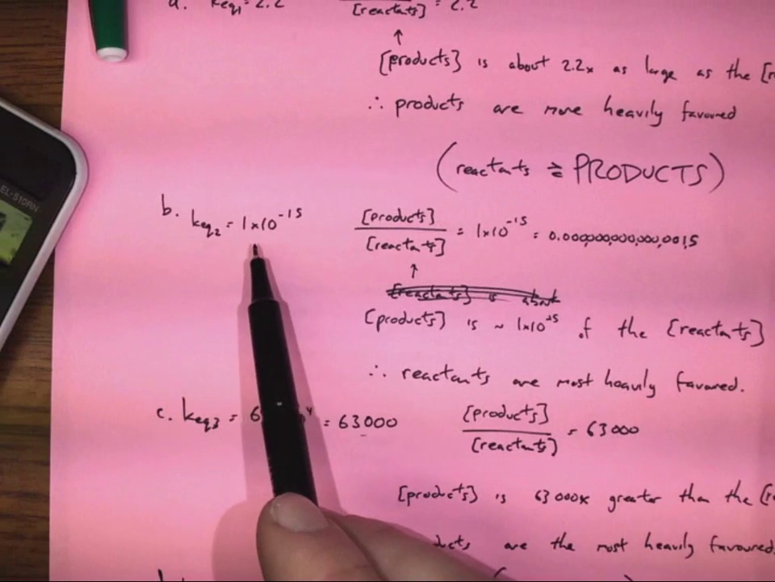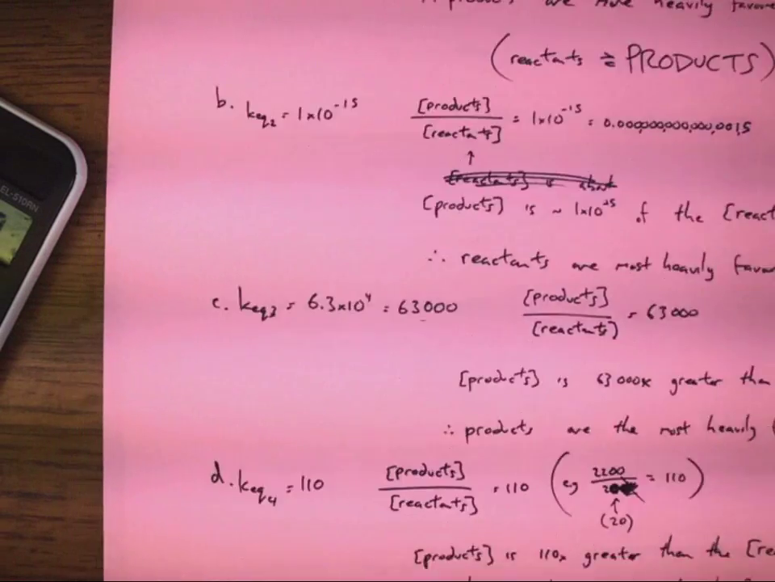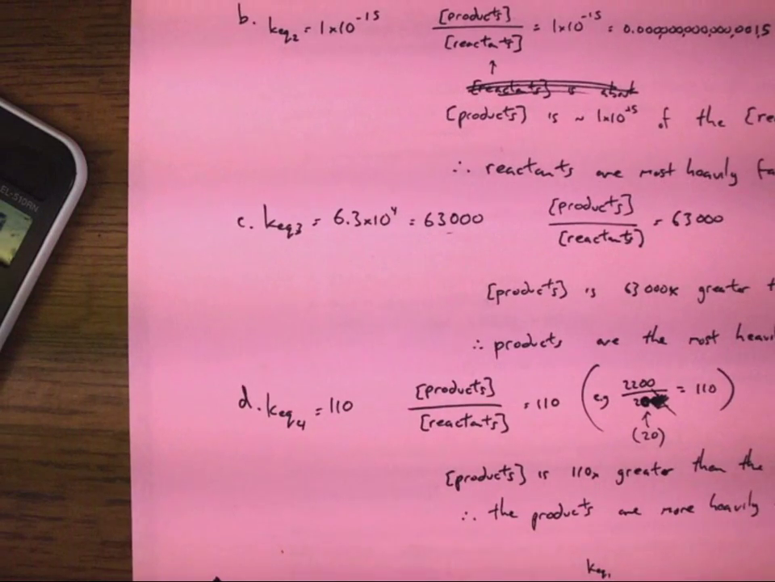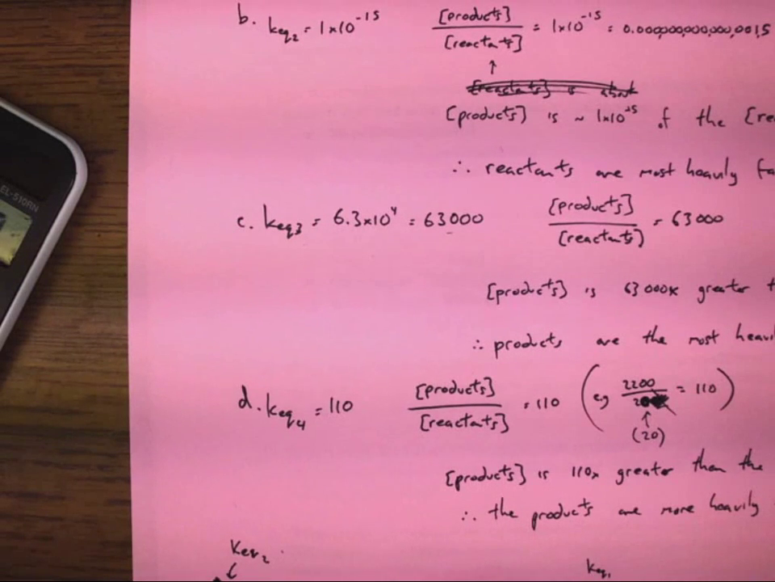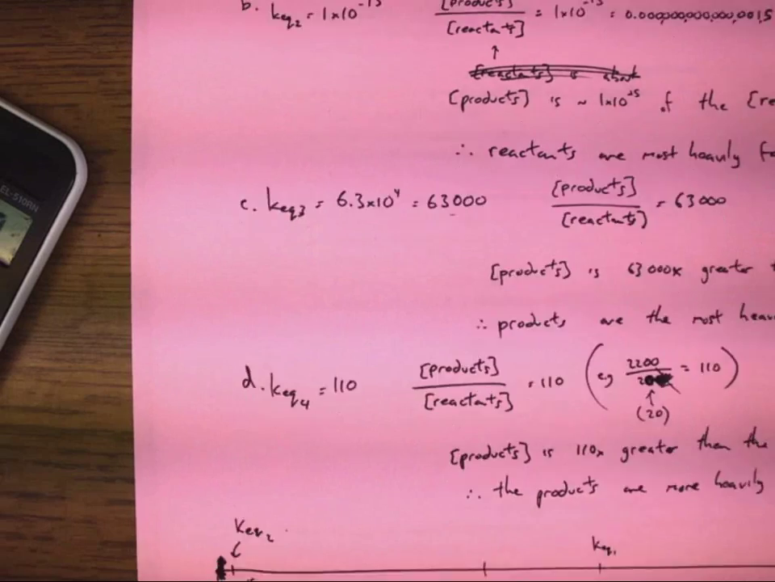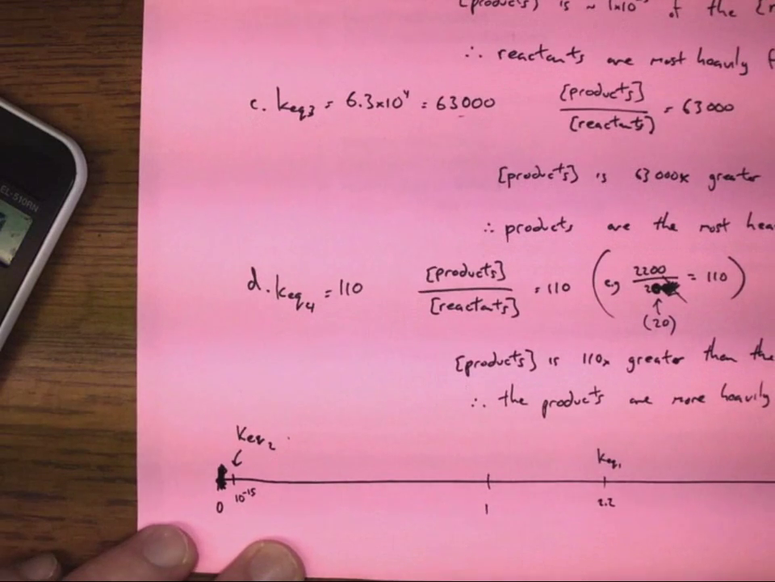Our second option is 1 times 10 to the power of negative 15, so very small. So it's in between 0 and 1. It's very, very close to 0. So I'm going to exaggerate its distance from 0. And that's KEQ2. And that's 1 times 10 to the negative 15.